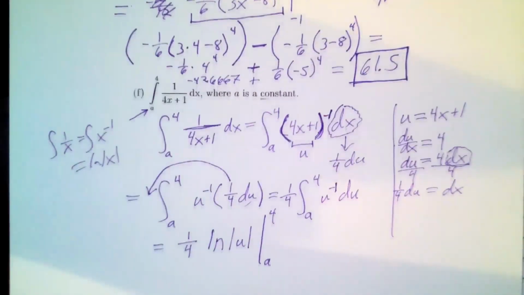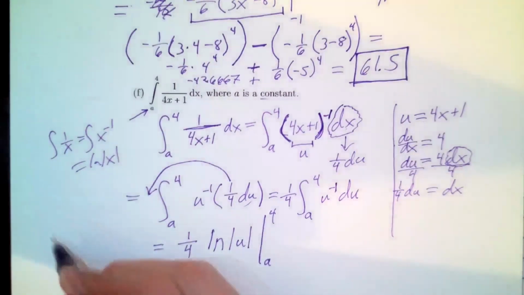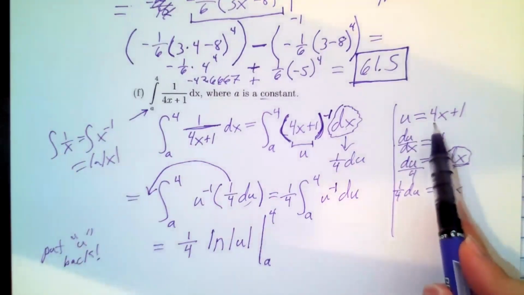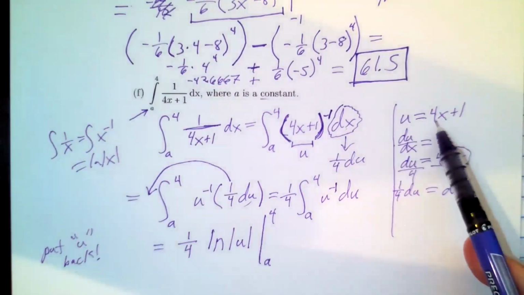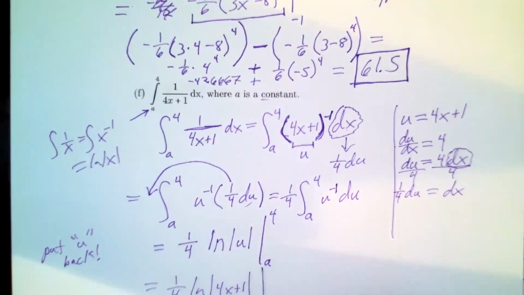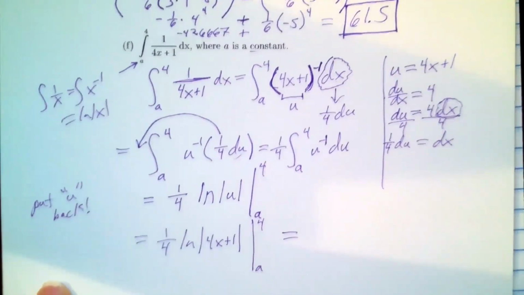Now, I'm not quite ready to start plugging in 4 and a. 4 and a are supposed to be plugged in for x. So before you can start plugging in numbers here, you should put u back by plugging it back in. So what was u before we integrated? Well, we said u is 4x plus 1. So put it back. We have 1/4 ln of 4x plus 1, and that's to be evaluated from a to 4. Now I'm ready to start plugging in numbers.